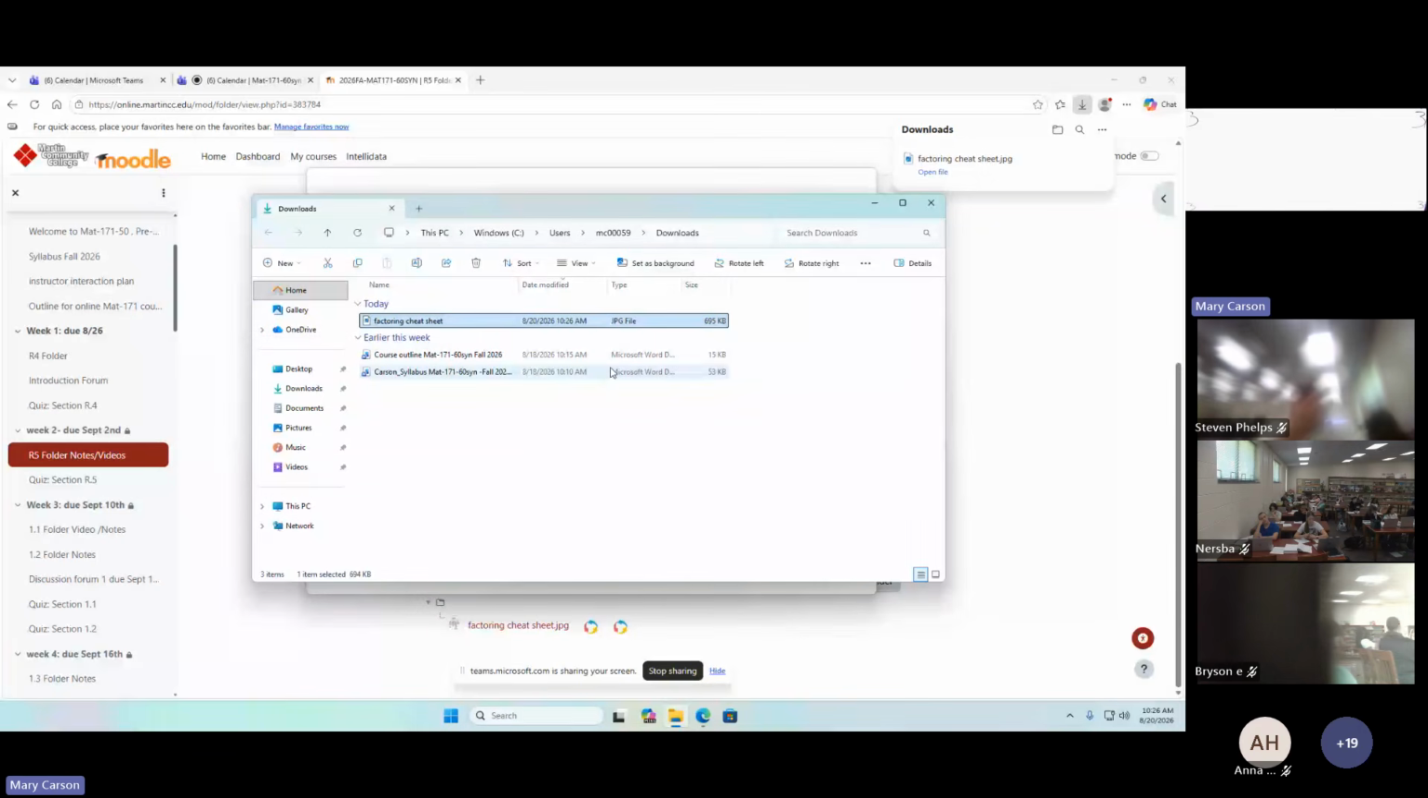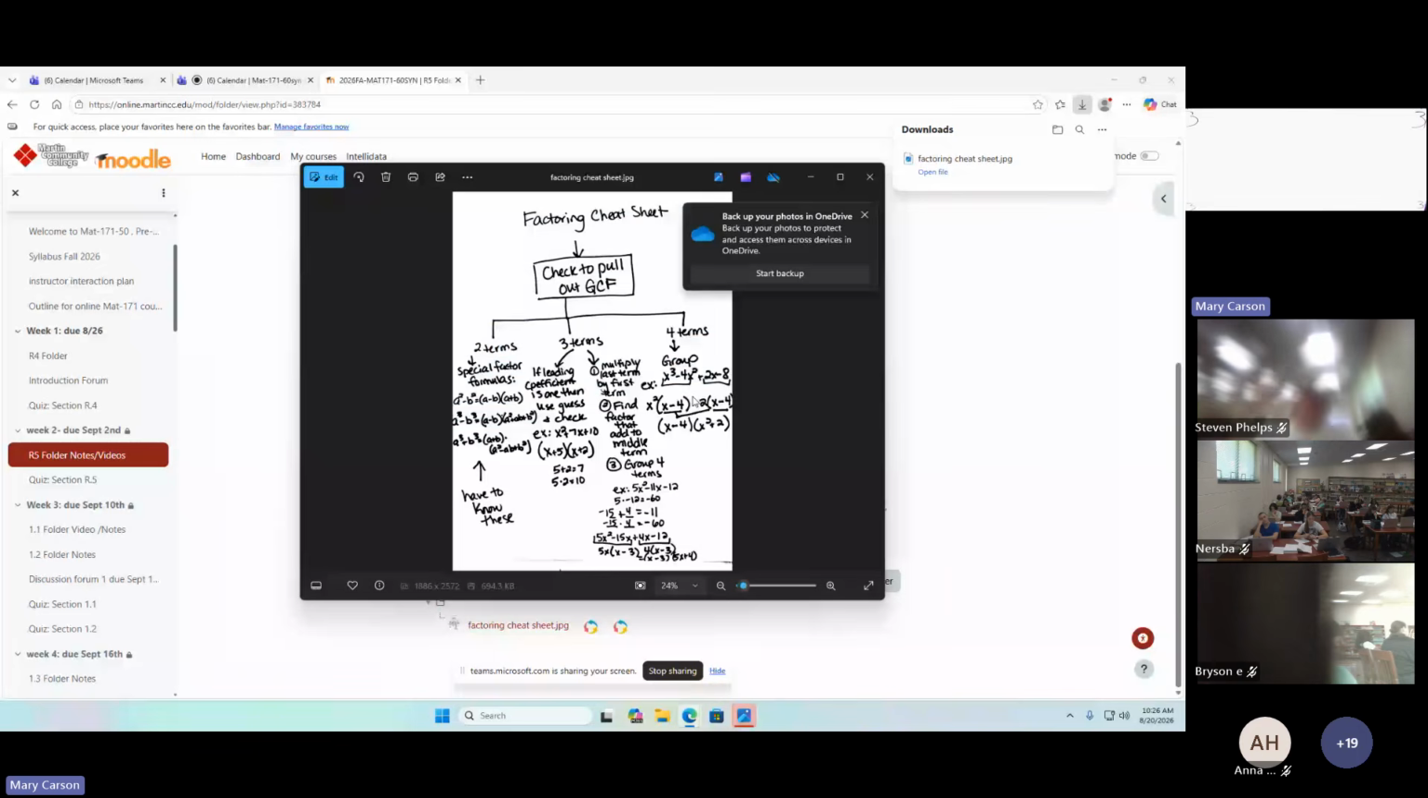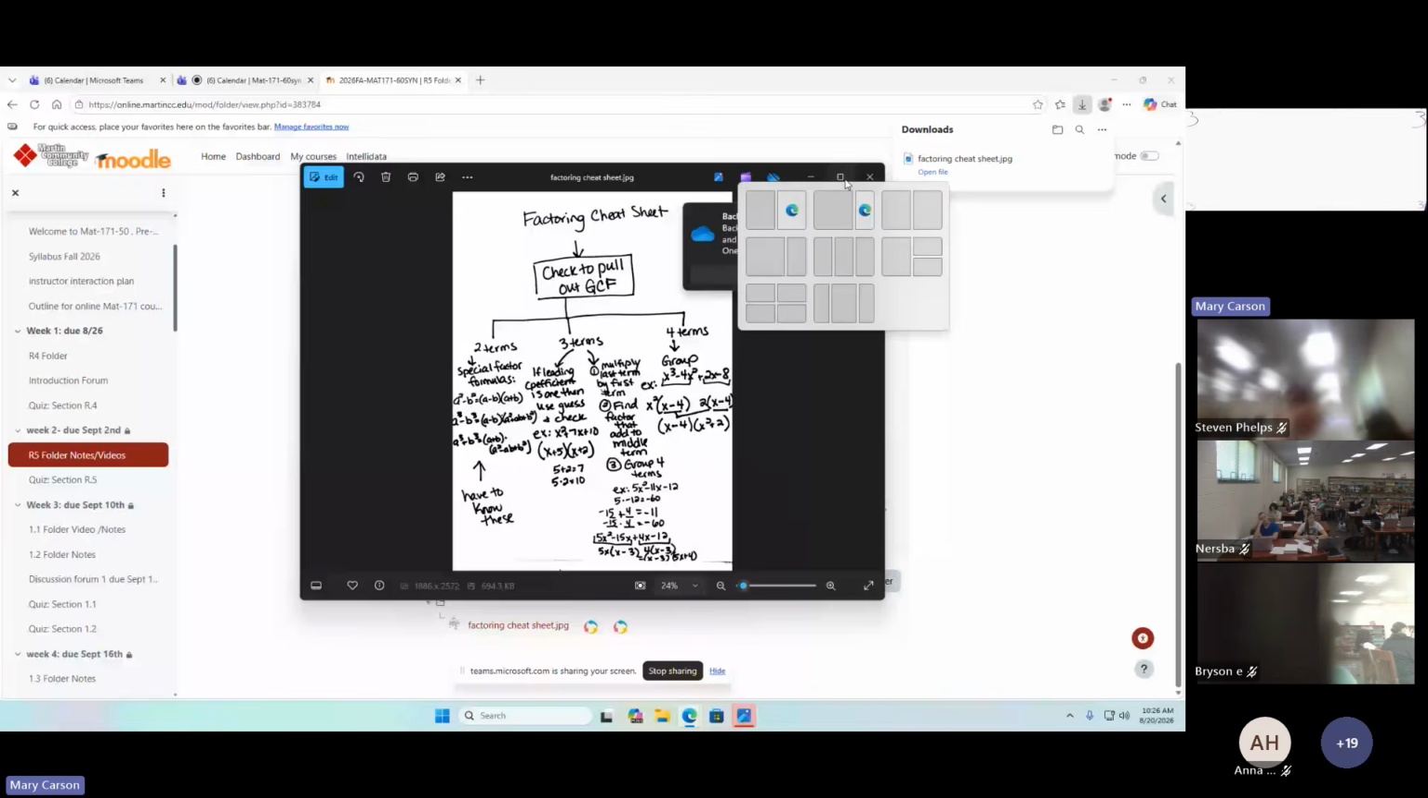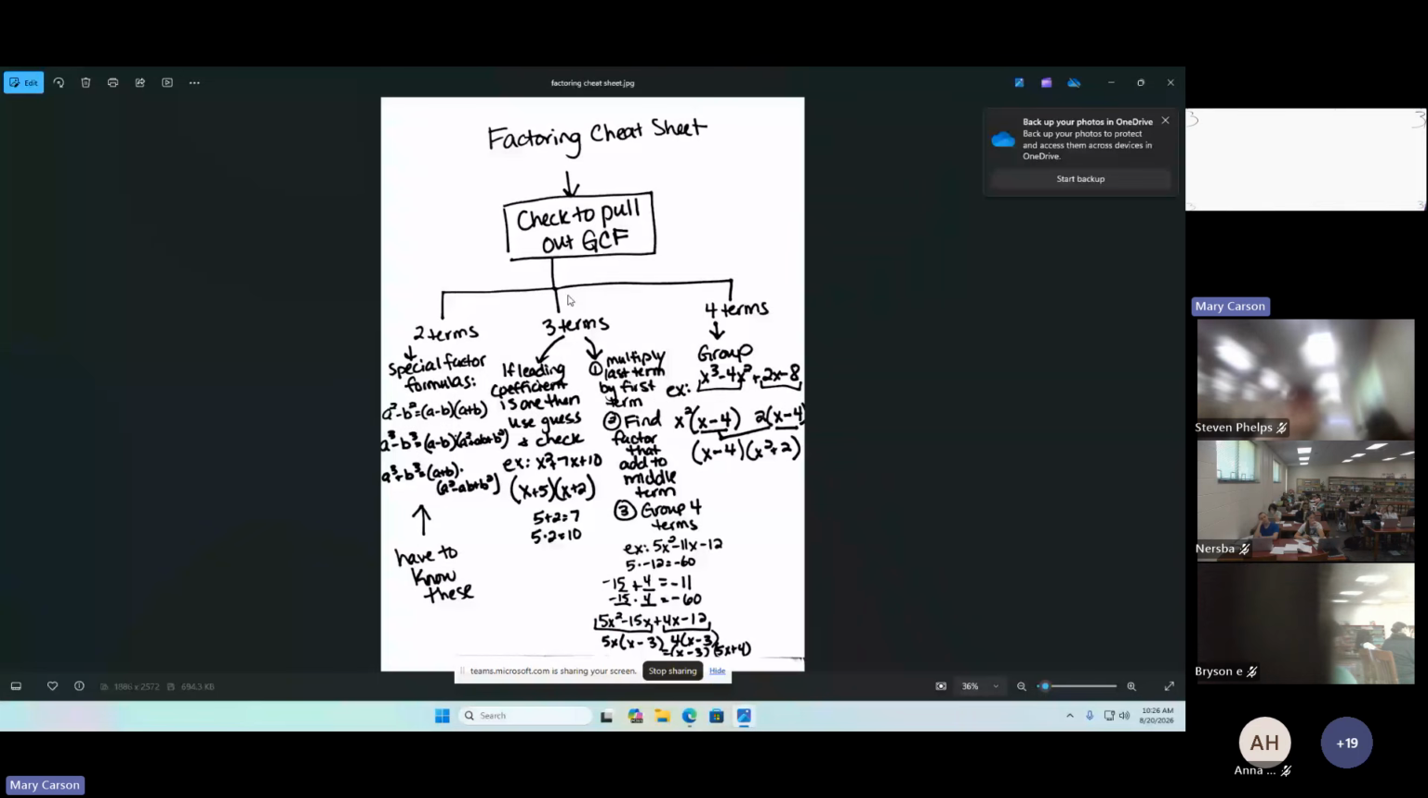All right, here it is. So this is what it looks like. Let's walk through this a little bit. On the factoring sheet, the first thing that you should always do is check to see if there is a GCF first.